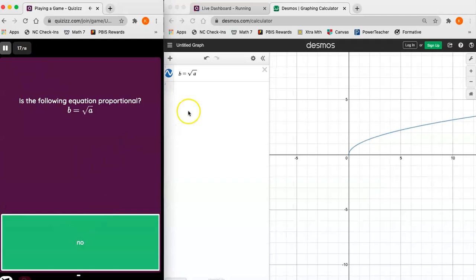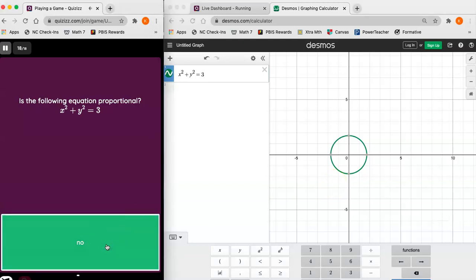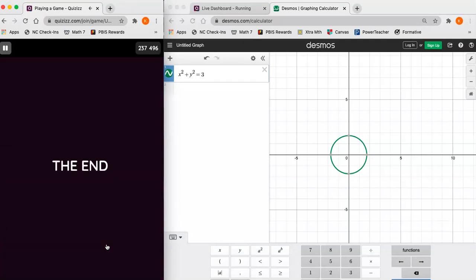And then finally, this last one, I think this one's pretty fun. The clue to you that this is not proportional would be those powers of 2, those exponents of 2. Whenever you have x squared plus y squared equals some number, that's going to produce a circle graph. I thought that was pretty neat. But a circle is not proportional. A proportional relationship is a straight line that goes through 0, 0. So this also is a no. So I'm hoping that this video will help you as you complete your quizzes.